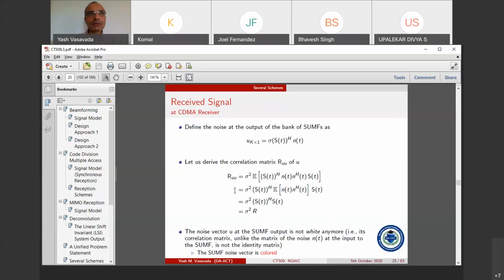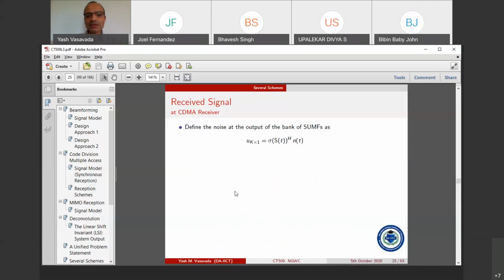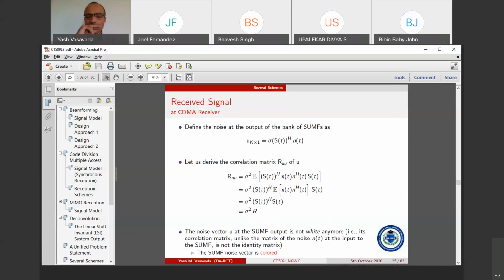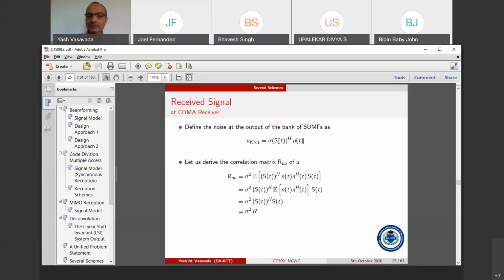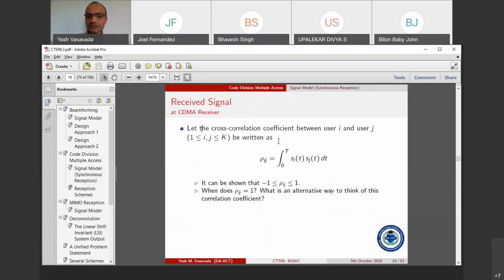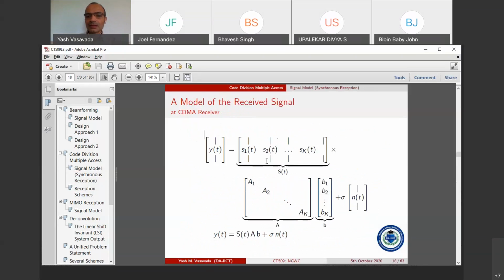Okay. Sir, what will be the dimension of R? We have done this before. What is the dimension of R? Who can tell me? K cross K. K cross K, yes. Where K is the number of users. Because this S matrix has a total of K columns. Total of K columns, because there are K users. And each user has a specific signature sequence. And so this S has dimensions of some N cross K. So the correlation matrix is always K cross K.